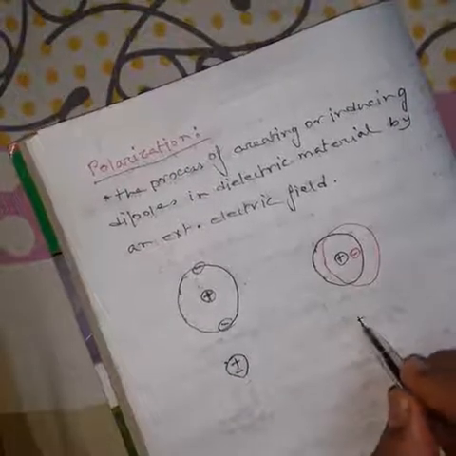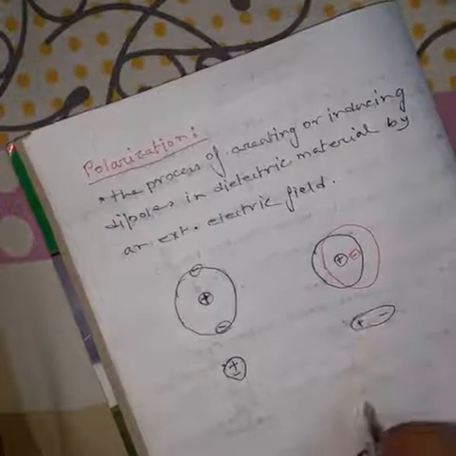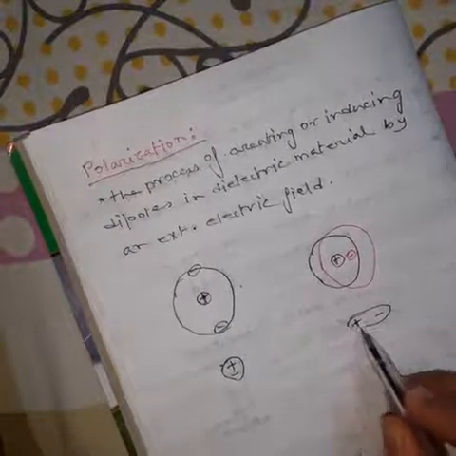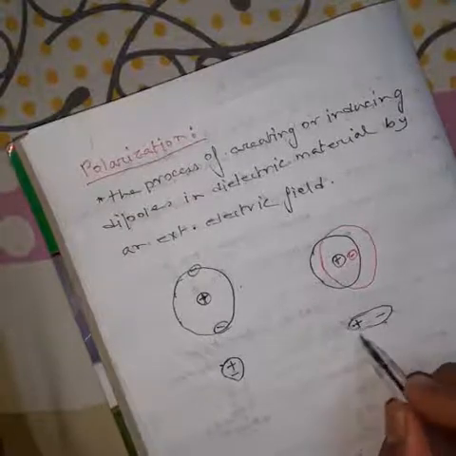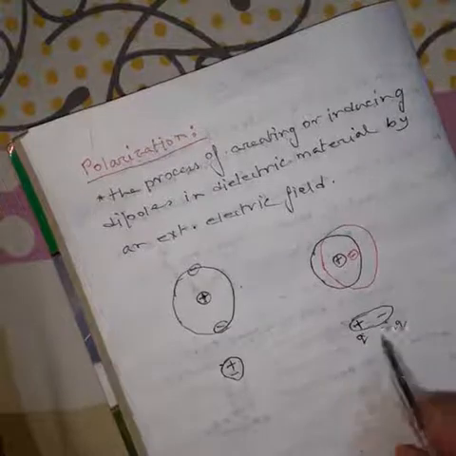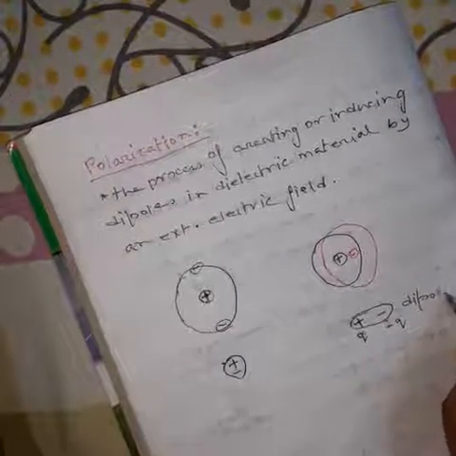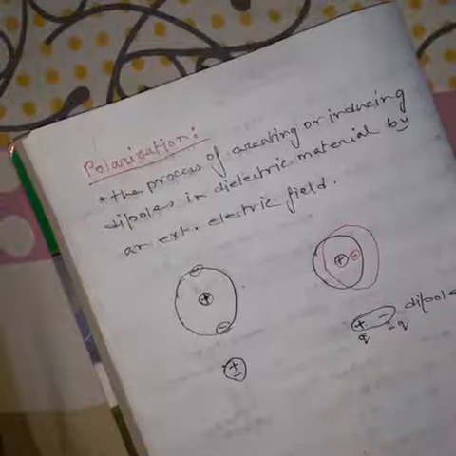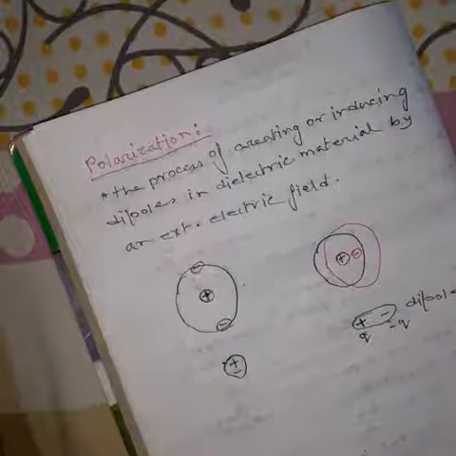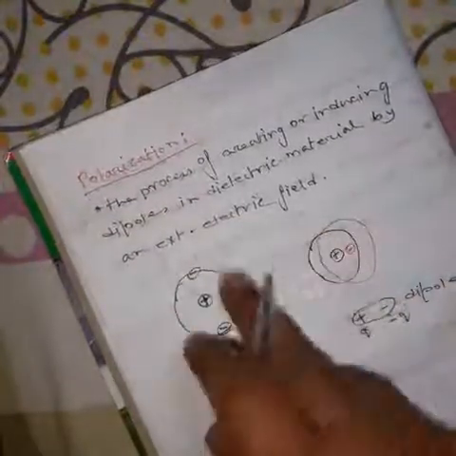I can have one case where I have this. So if this is plus q and this is minus q, and they are separated by a very small distance, then this is known as a dipole because there are two poles. This is just like the magnetic dipoles we have. So we can have two types of dielectric based on this.